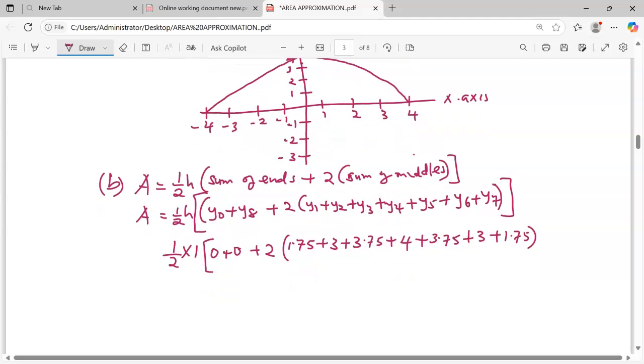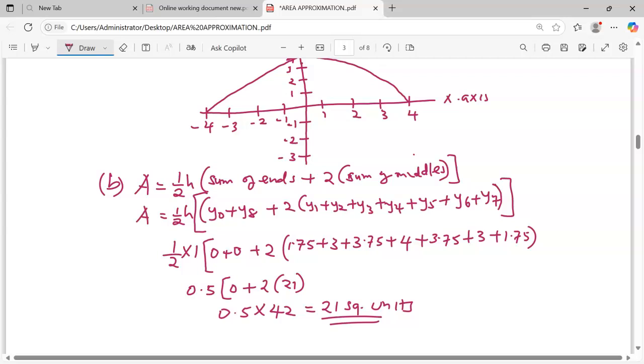We are going to have half times 1 will give us 0.5 into 0 plus 0 is 0 plus twice into 1.75 the way to 1.75. We are going to have 21, and 0 plus 2 times 21 will give us 0.5 times 21 times 2, you get 42, and 42 times 0.5, which is half, this one will give us 21 square units.